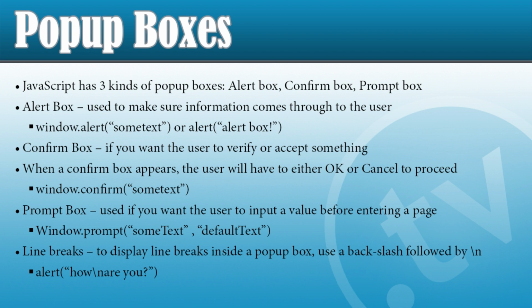You can also use line breaks in the alert box. To display line breaks inside a pop-up box, use a backslash followed by n, followed by the rest of the text. Alert, how are you? You can display it in two different lines.